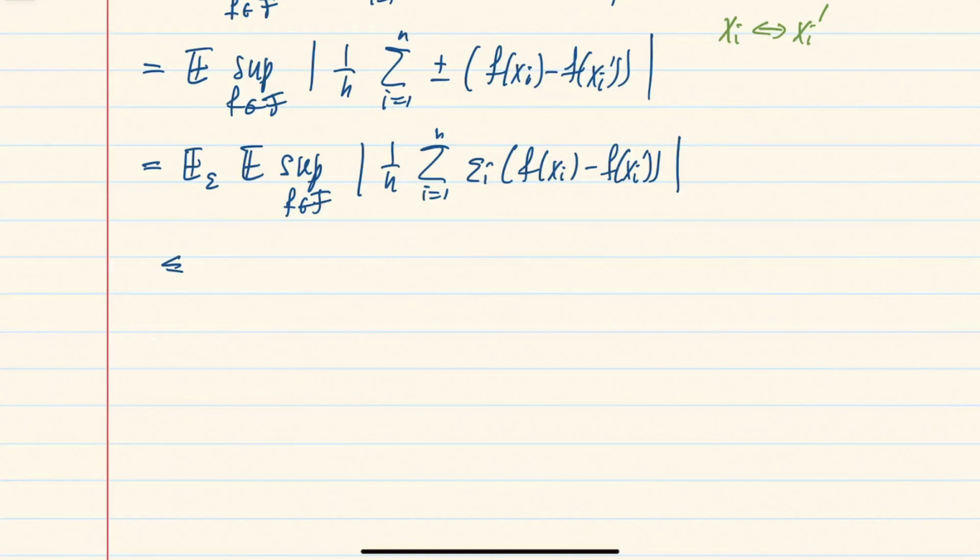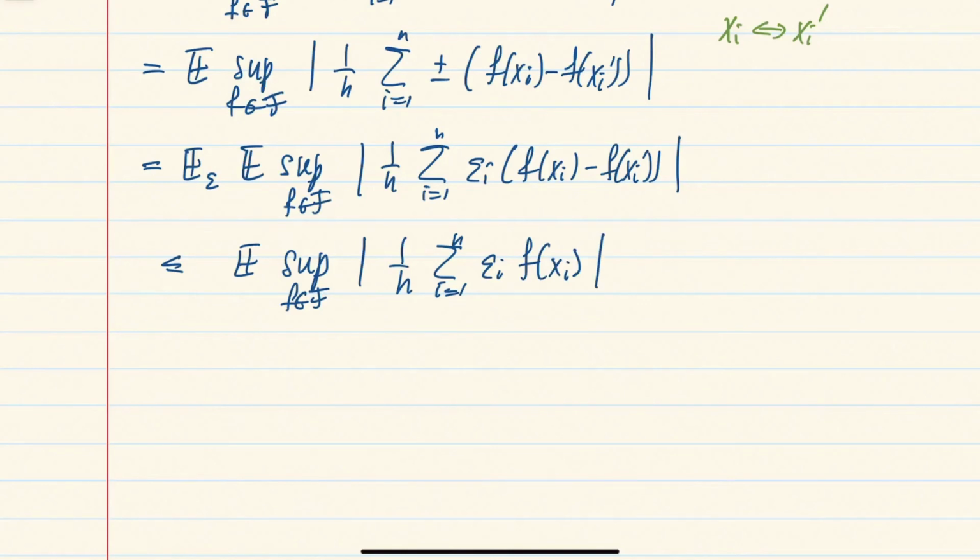So by the triangle inequality, you can write the term with f of xi plus the same term with xi prime, but since they have the same distribution, it's the same term. So this simply results in a constant 2 in front. Okay, and again, up to here, the choice of the distribution of the random signs is arbitrary. They can even be correlated.